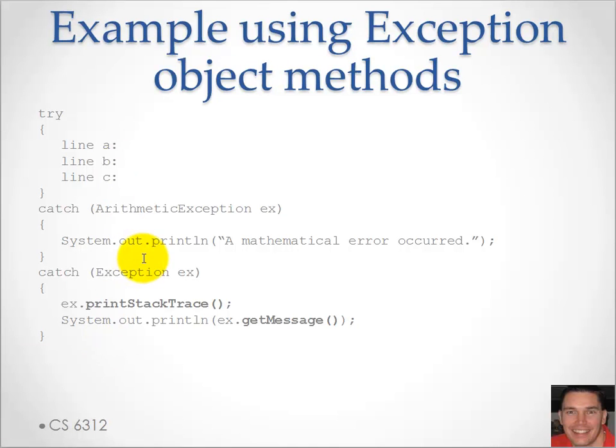So here's an example of using these. I've caught my exception object. Here's the local variable that's going to represent that object within these blocks of code. So I can say ex.printStackTrace. I can println ex.getMessage.